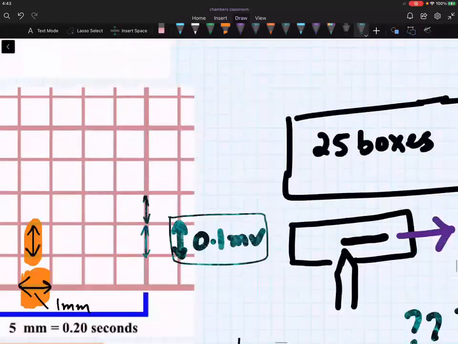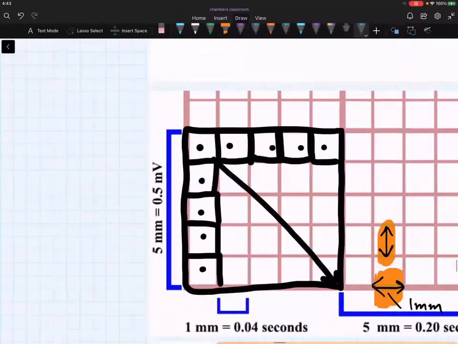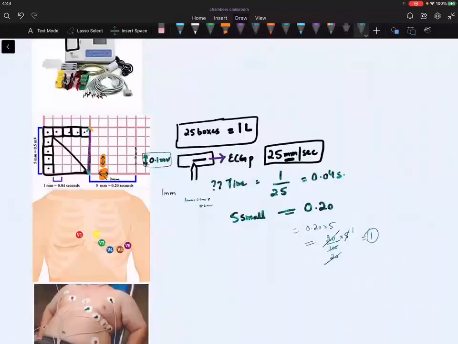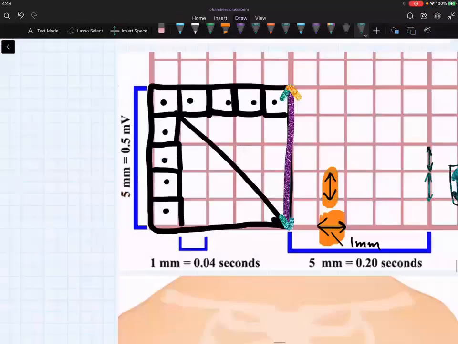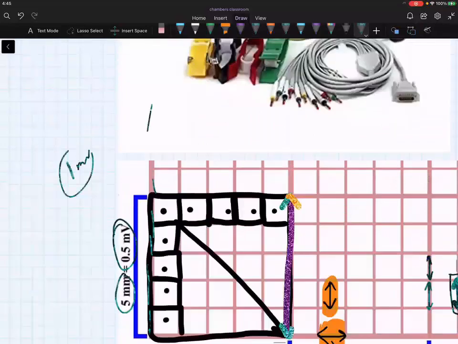If I want to take the whole of these 5 boxes, if I ask you what is the amplitude of these 5 boxes, see here how much we are taking. We are taking 5 boxes. So 5 takes 0.5, then next 5 also takes, then 1 millivolt.